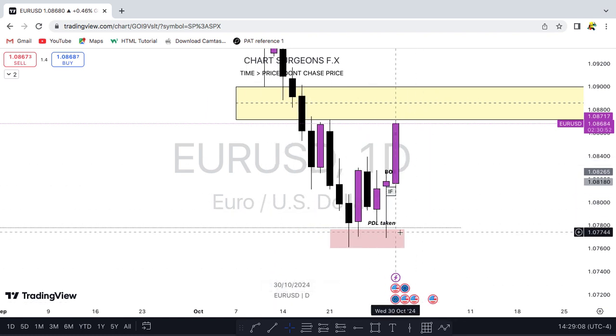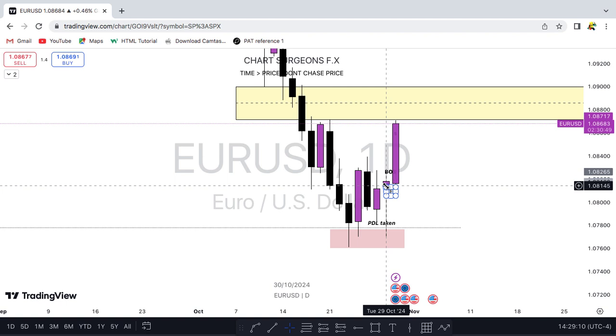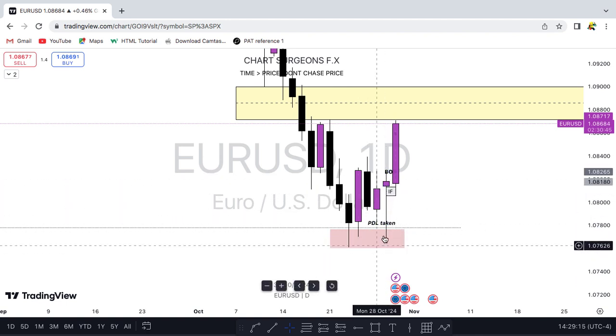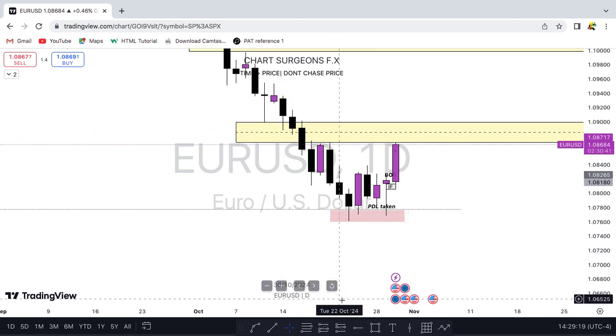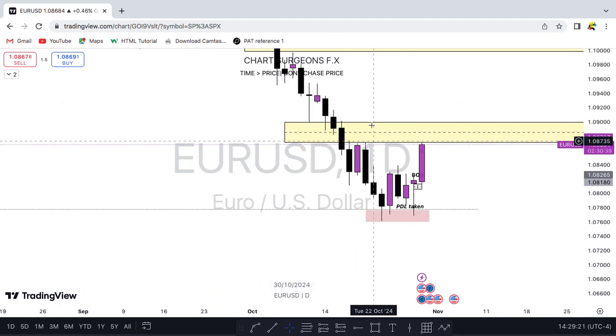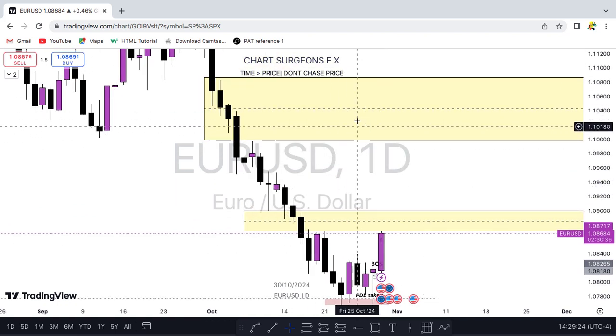And then on Wednesday here, because I knew there was this large rejection on Tuesday, this indicated that the market did not want to go lower and that we would seek to price higher. So I went to the weekly time frame actually, and then I marked out this fair value gap here and this fair value gap here.